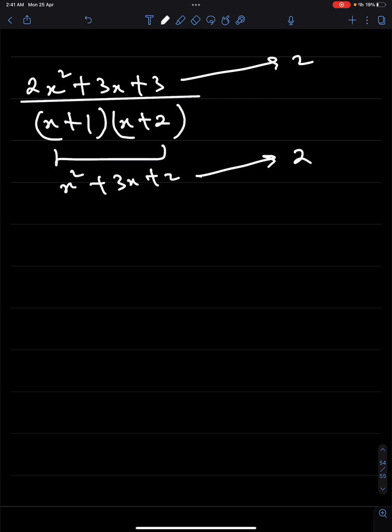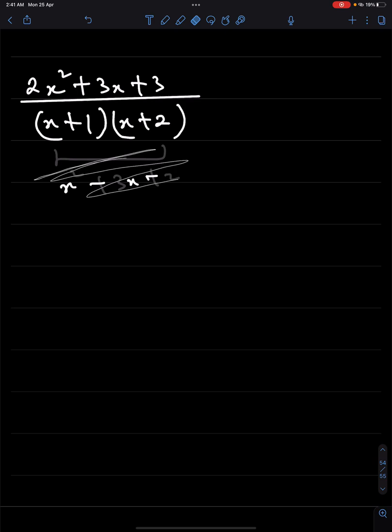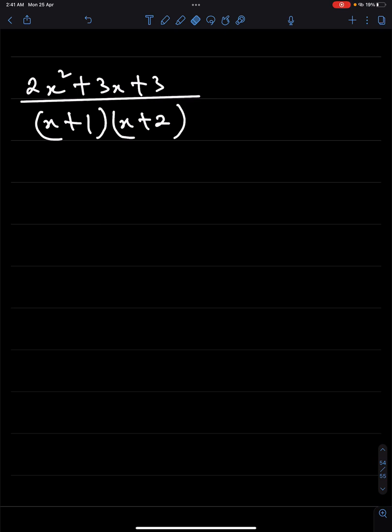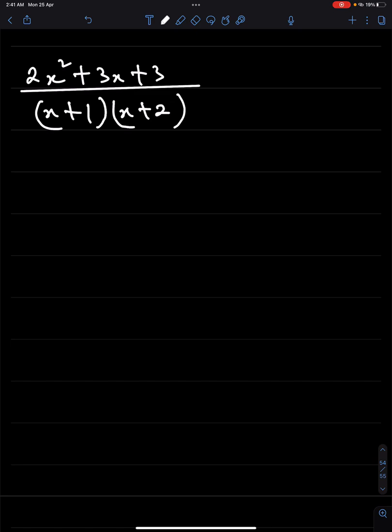And how do you resolve an improper fraction into partial fractions? What you do first of all is to reduce that improper fraction to a proper fraction. Let's see how that is done. So that's what we're going to do here. We already know that this fraction is an improper fraction. So we have to divide the numerator by the denominator to reduce it to a proper fraction. So that means, let me write it this way.